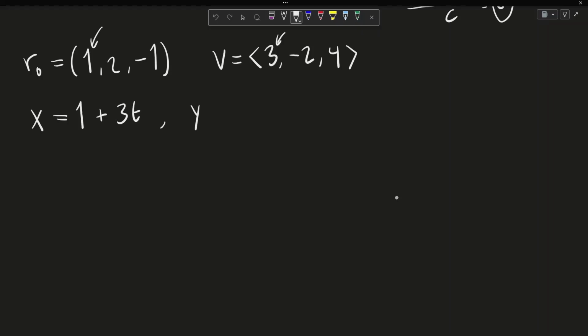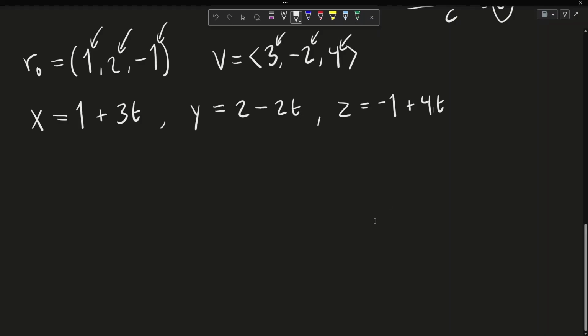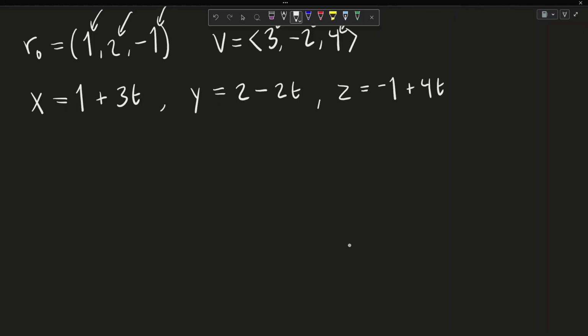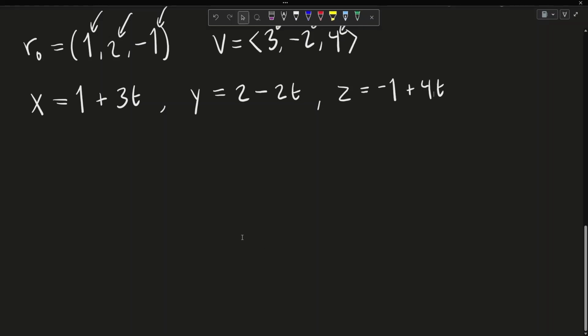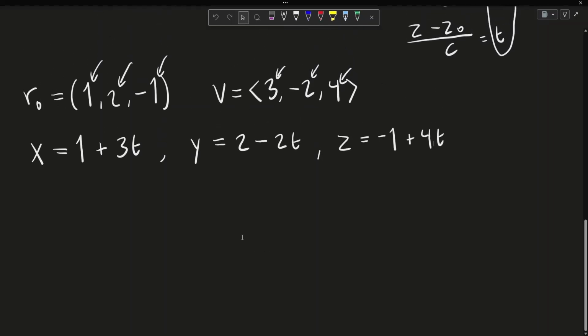We get that y is equal to 2 from here, minus, because we have a minus here, 2 times t. So we get the minus from this second entry in the direction vector. And we get that z is equal to -1 from here, plus 4 from here, times t. So this is how we can represent a line parametrically. Symmetrically, we can either convert this or we can use our general expression. So let's use our general expression to show the relationship in terms of equating all of the sides to t.